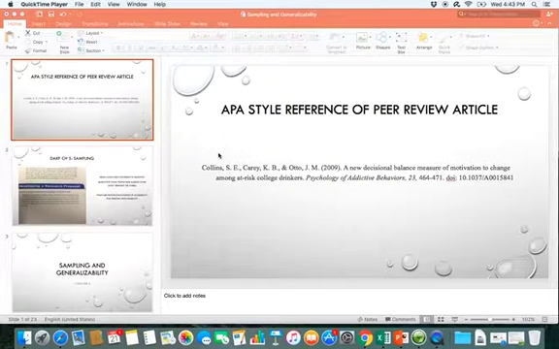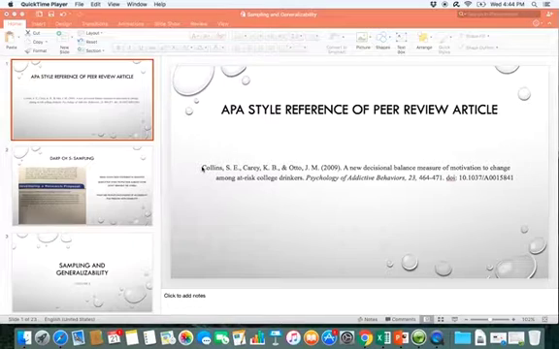APA style reference of a peer review article. So when you do your article summary, at the end of that, I want the citation of that article so that I can look it up. APA style follows a format that uses the authors, the year of publication, title, issue, so on and so forth. And then another thing that's called a digital object identifier, which is at the end, that DOI.